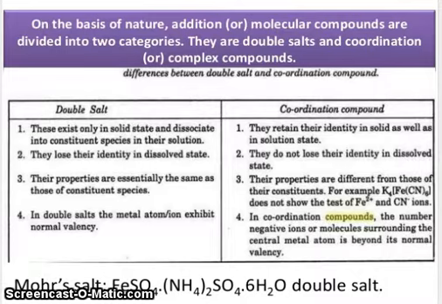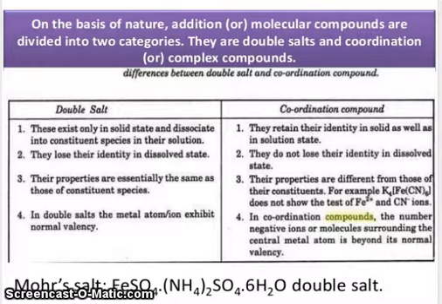Double salt properties are essentially the same as those of the constituent species. Coordination compound properties are different from those of their constituents. For example, K4[Fe(CN)6] does not show the test of Fe2+ and cyanide ion. In double salts, the metal atom or ion exhibits normal valence. In coordination compounds, the number of negative ions or molecules surrounding the central metal atom is beyond the normal valence.